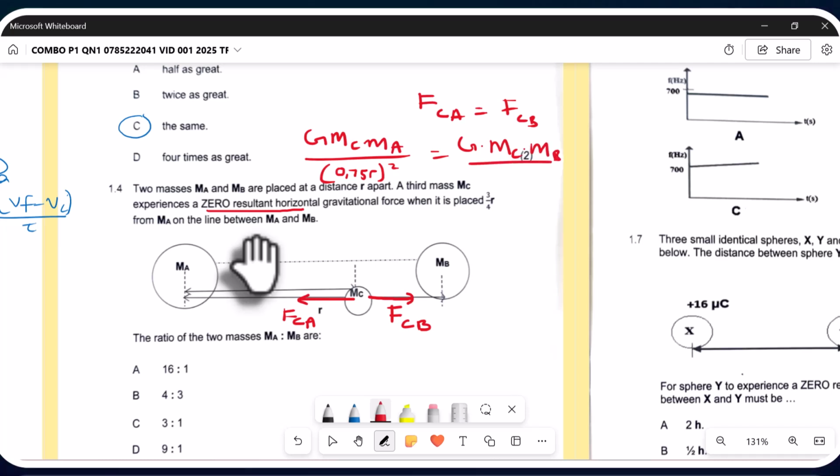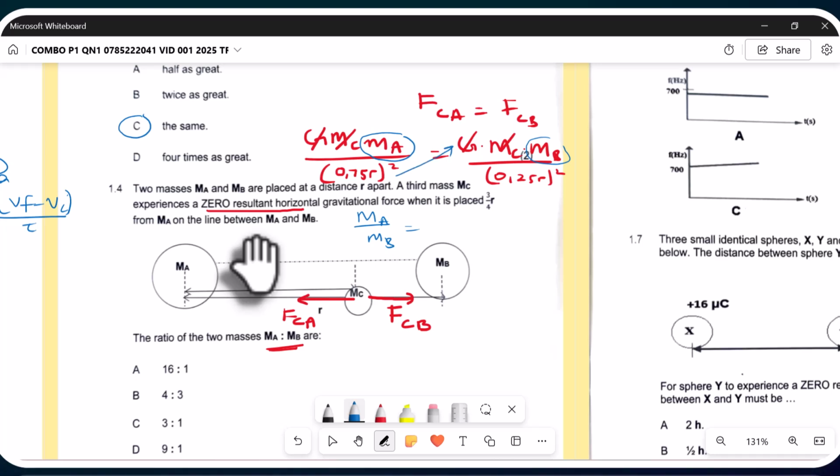We are talking about the ratio of MA to MB. As you can see, G cancels out on both sides, and MC also cancels because it is the same. I'm looking for MA to MB. So I'm going to cross multiply: the mass of A divided by the mass of B equals 0.75 r, bracket squared, and then divided by what?